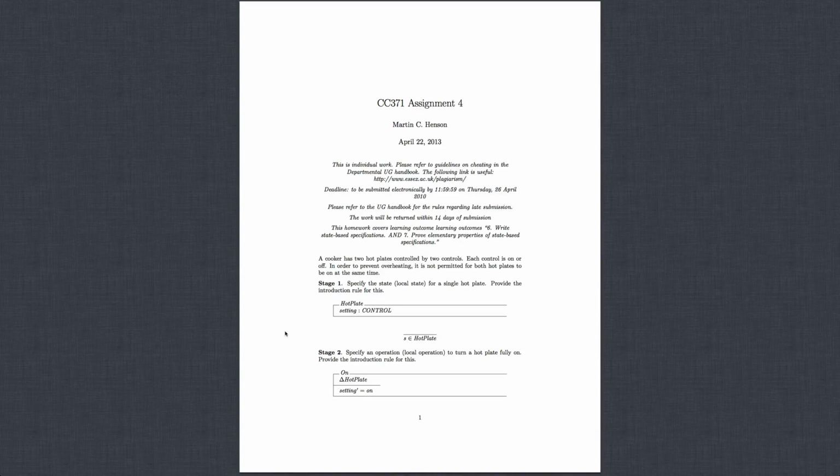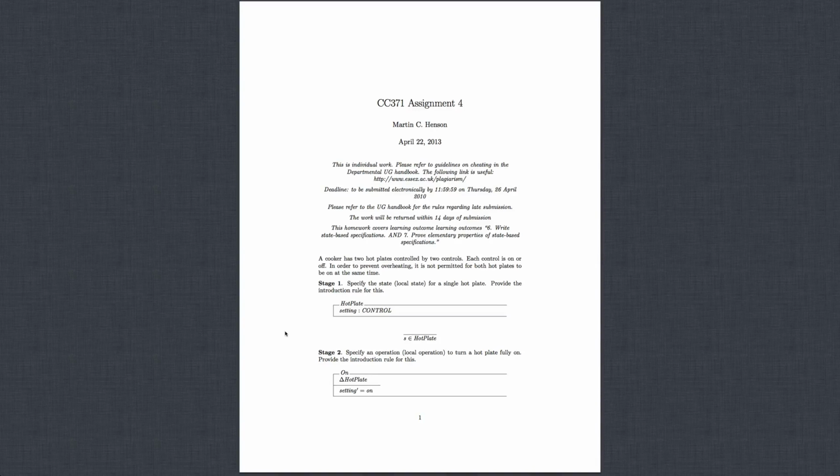A cooker has two hot plates controlled by two controls. Each control is on or off, and in order to prevent overheating it is not permitted for both hot plates to be on at the same time. That's the background. And stage 1 was to specify the local state for a single hot plate and to provide an introduction rule.